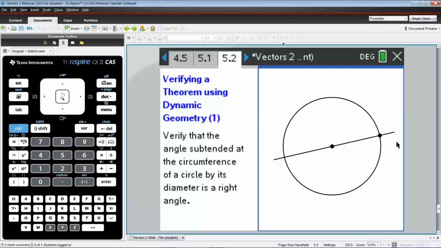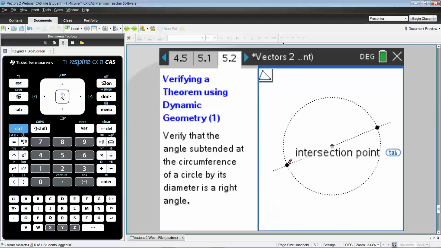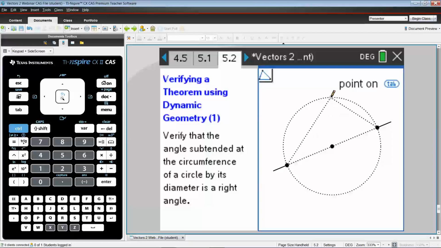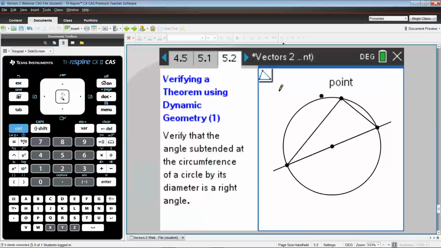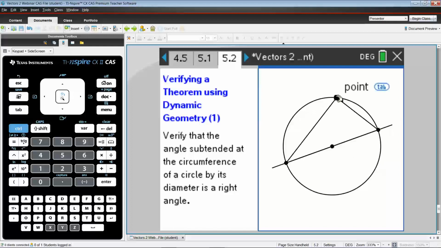Okay, so I've now got a diameter here, and as you can see, I can move this and it will always remain a diameter. So let's create a triangle that's subtended at the circumference by this diameter. So to create a triangle, Menu, Shapes, and Triangle, and I'll just click this intersection point, which is the start of the diameter, go to the other intersection point, to the other end of the diameter, and then pick a point on the circumference. As you can see, it says Point On, and then press Escape. So what I've done is I've created a triangle that's subtended at the circumference by the diameter.